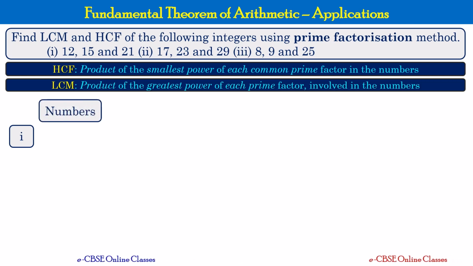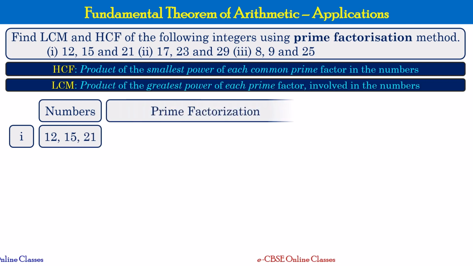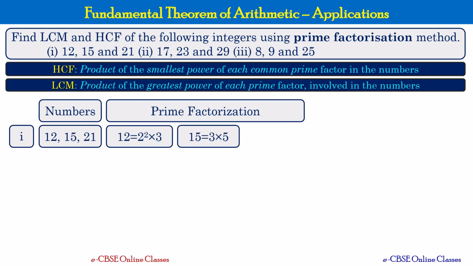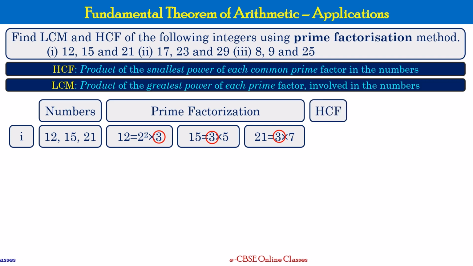First problem, let us write the numbers here, 12, 15 and 21. Let's do prime factorization. 12 is equal to 2 square into 3. 15 is equal to 3 into 5. 21 is equal to 3 into 7. So what is the common factor here? That is 3. And the smallest power, since in all of these 3 is coming as just to the power of 1, our HCF is directly 3.